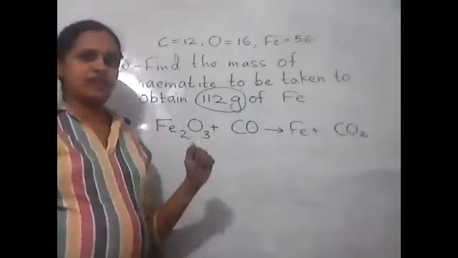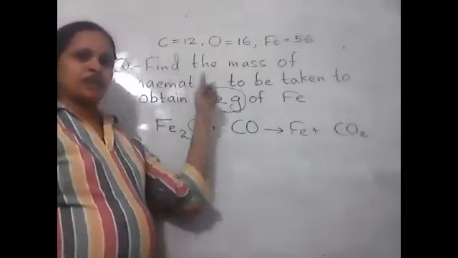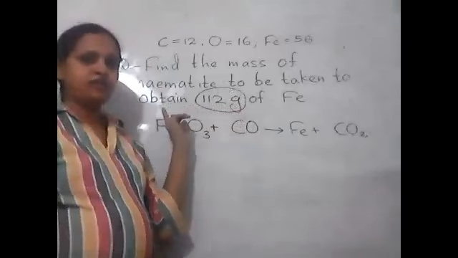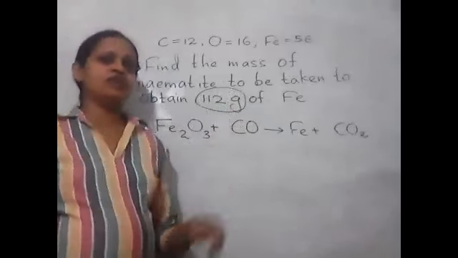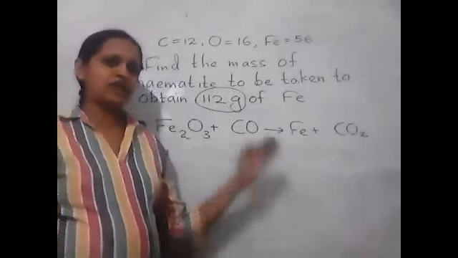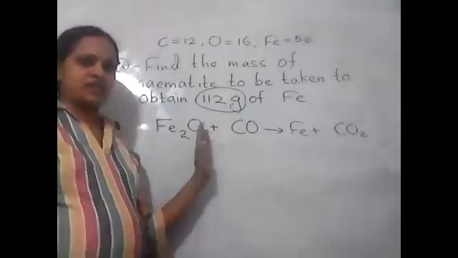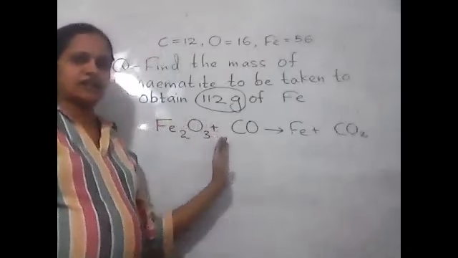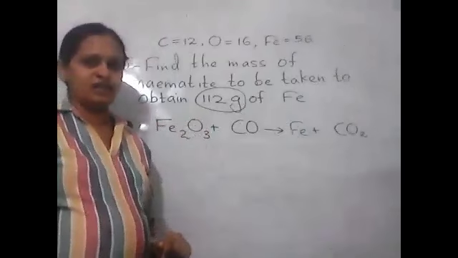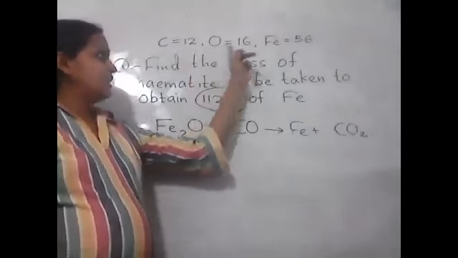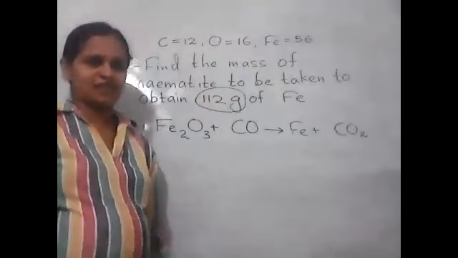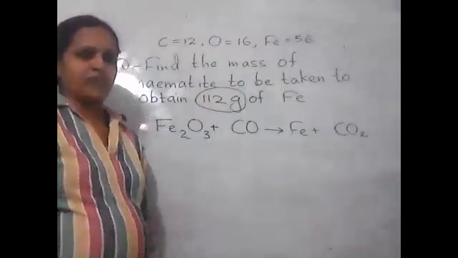Now here I have given an example. You are asked to find the mass of hematite to be taken to obtain 112 grams of iron. In the extraction of iron, you have learned about this equation. Hematite reacts with carbon monoxide, forming iron and carbon dioxide. You are given the relative atomic masses as well. You don't need to remember the relative atomic masses, they will be given.